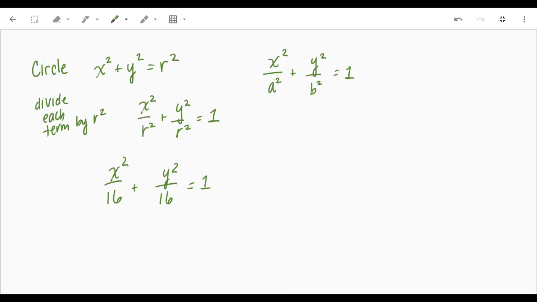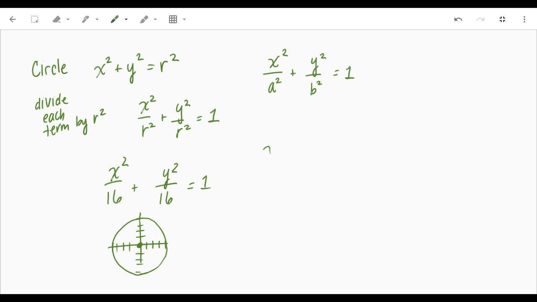So I would go centered at 0, 0, go 4 to the right, 4 to the left, 4 up, 4 down, and I could go through those points and get my circle. Okay, with an ellipse, it's not the same.